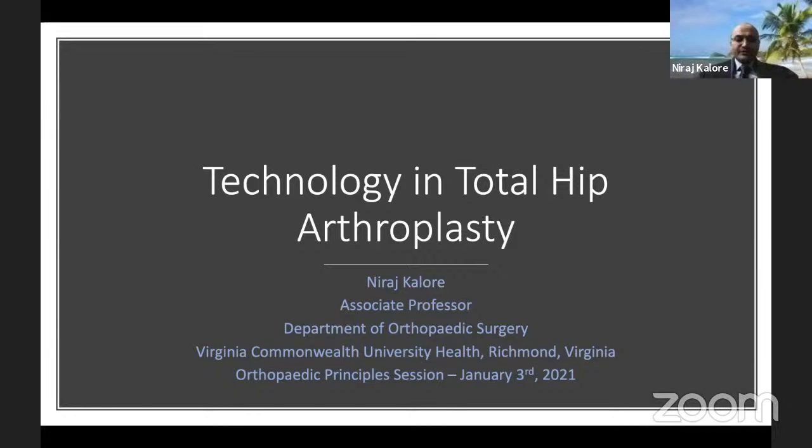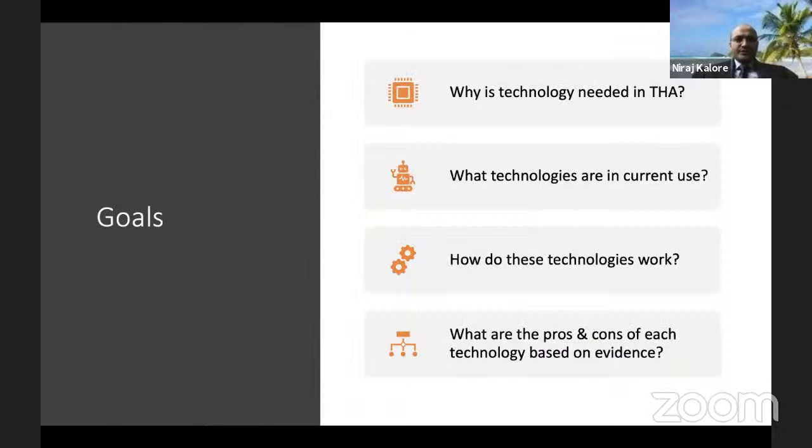Thank you, Dr. Gopalan, and welcome everybody to this session on technology and total hip arthroplasty. Today, we'll be talking about why technology is needed in hip replacement, what technologies are currently in use, how each one of them works, and what the pros and cons of each one of them are.